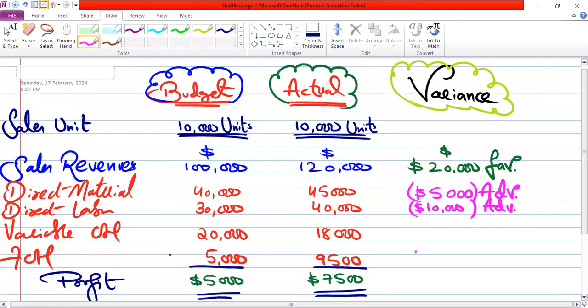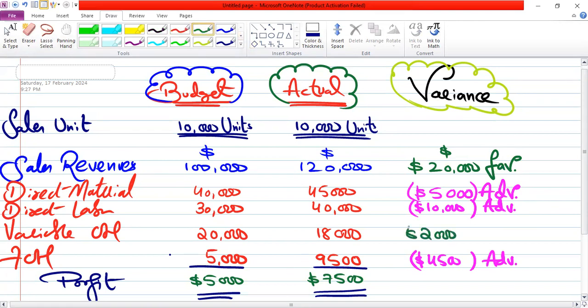Fixed overhead, again, I paid more than the prediction, 4,500, bad, adverse. What about the variable overheads? It was favorable of 2,000. I paid less than expected. Expense is below the budget. So it's a favorable thing.